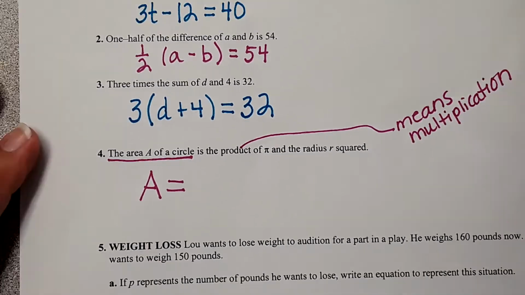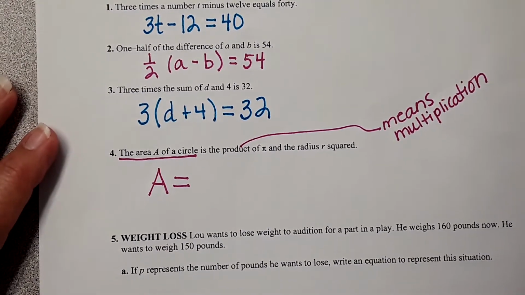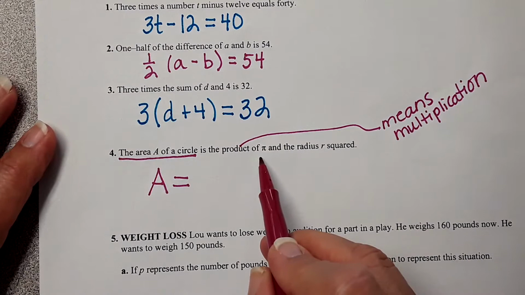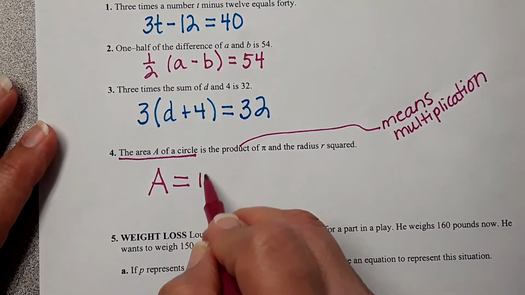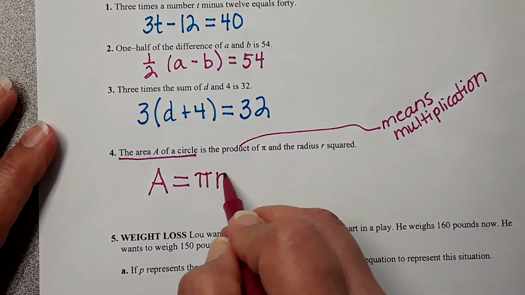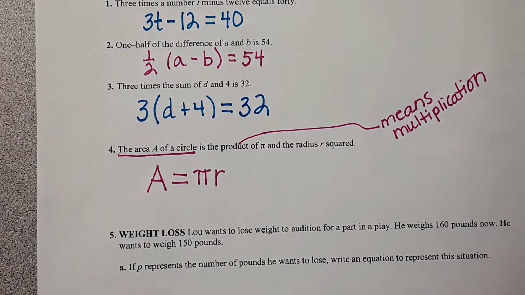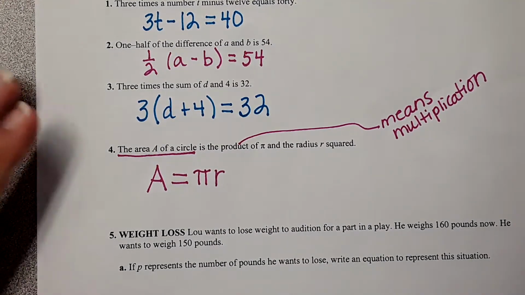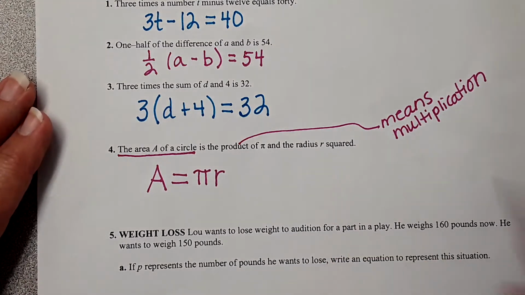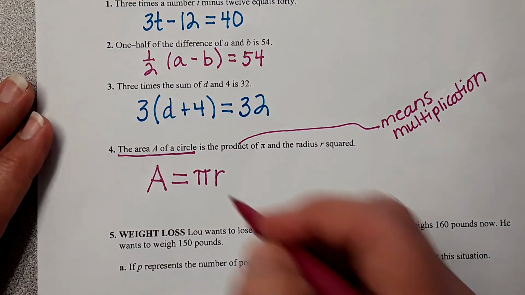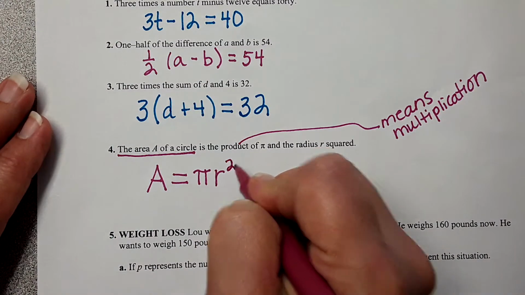It helps if you guys can see what I wrote. There you go. So it means I'm going to multiply the pi and the r. So I'm going to put pi, r, and what am I going to do to the r? It's r squared. So what does that mean? I need to put a 2 right here.